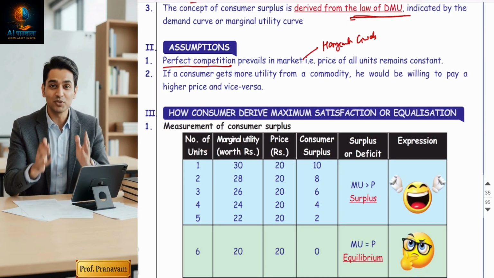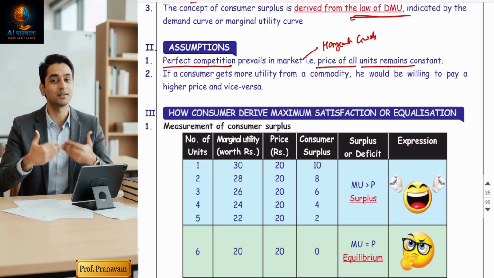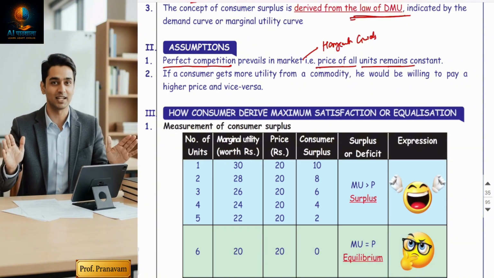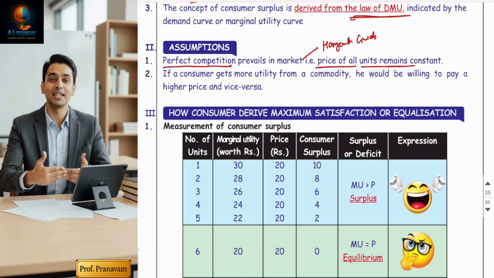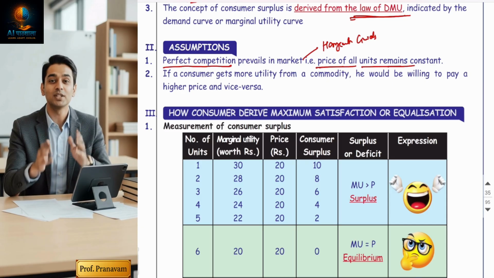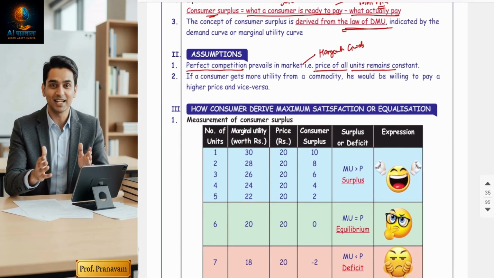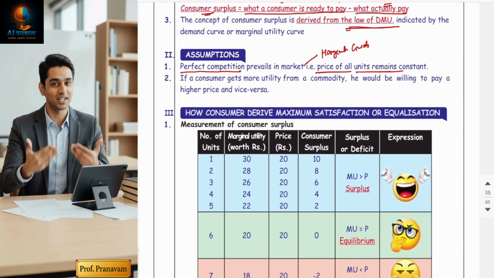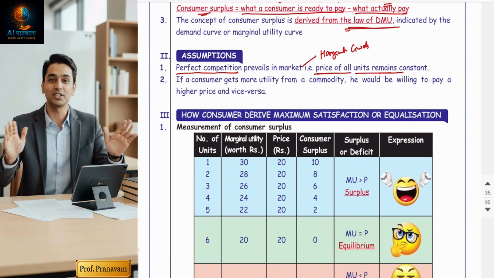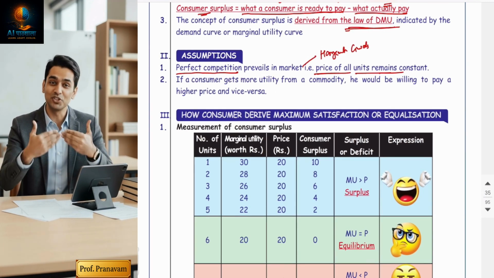And second thing, you purchase from any shop, the price of all the units remains constant, because in perfect competition market price remains constant. Neither is there an inflation nor a deflation. The goods are homogeneous and the price will remain constant in the market. Fine. So that is the first assumption.